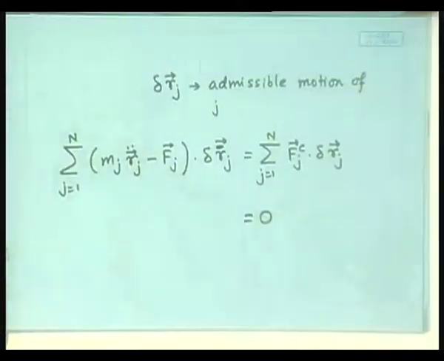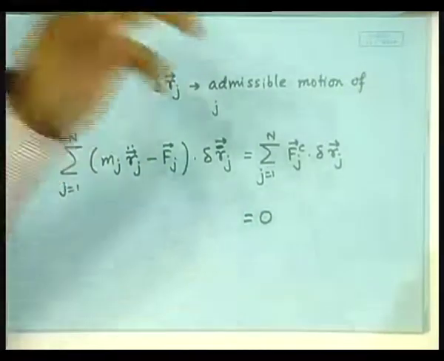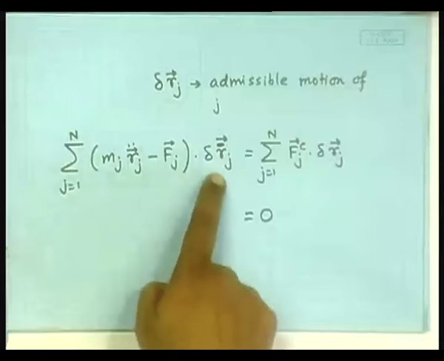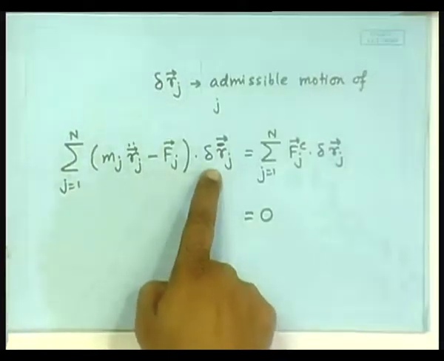But then remember, it was a conceptual quantity. It is something that is not actual motion. Remember, this is not actual motion. This is the virtual, or in books you will find virtual displacement. I prefer to call it admissible displacement. You will find in some books also admissible displacement. So, at every point of time this is the admissible displacement.